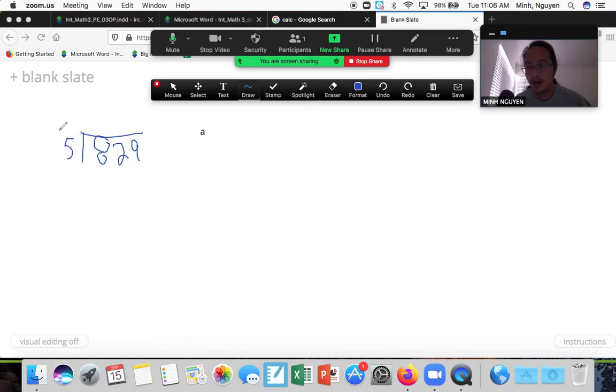Divided by 5. So the number that we are dividing, and then the divisor, right? Boom, and boom. So how does that work? 8 divided by 5, it's 1, right? 5 can only go into 8 one time. What do we do from here? 1 times 5, and then we subtract, right? So 8 minus 5 is 3, and then I bring this down.